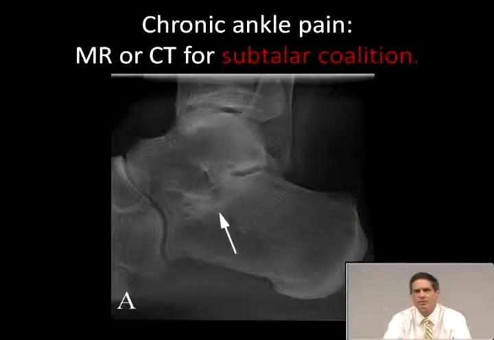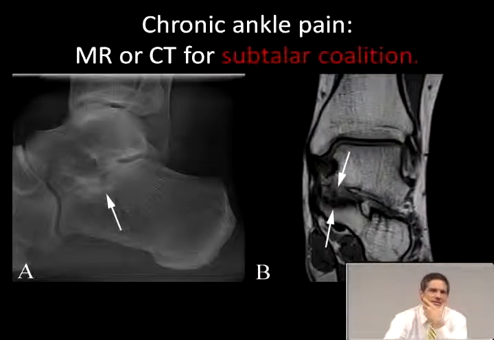Chronic ankle pain, you can do either CT or MR for subtalar coalition in those cases of chronic ankle pain or hindfoot pain or chronic painful flat foot. In this case, the lateral plain film shows some subtle increased density along the margin of the subtalar joint. You get the MR exam, and you can see really broad, wide, abnormal articulation between the talus and calcaneus, typical for tarsal coalition. Those bones should separate completely and have a normal joint between them. If they don't separate completely, that does represent an abnormal articulation and the cause of pain in the flat foot.